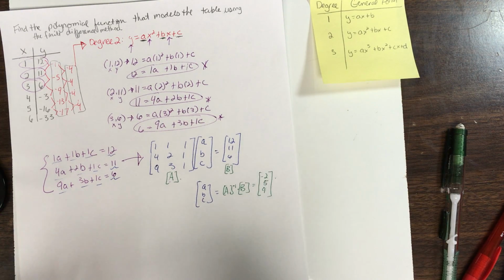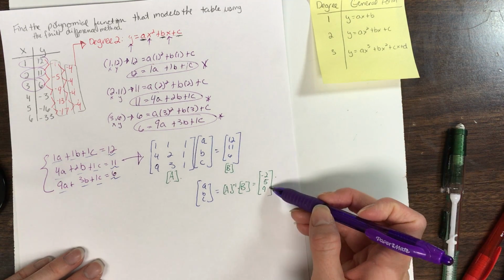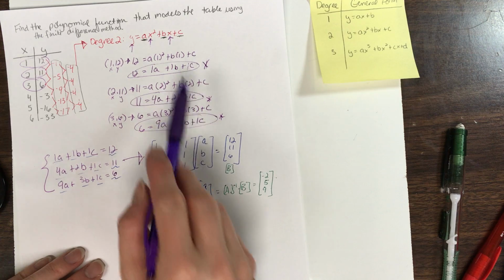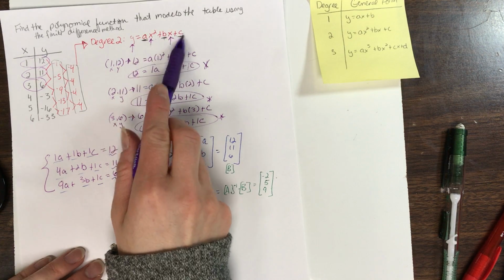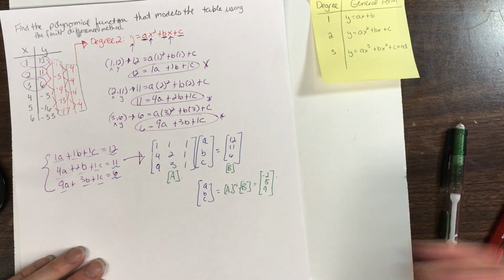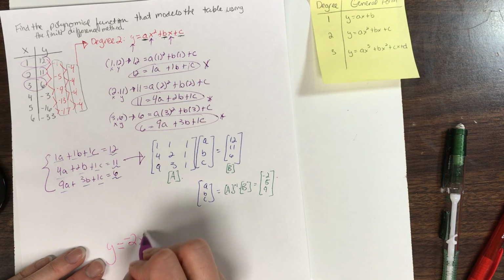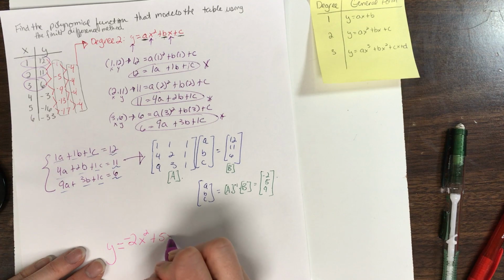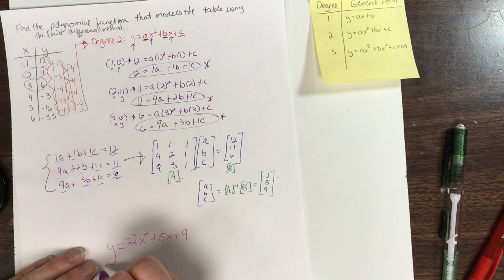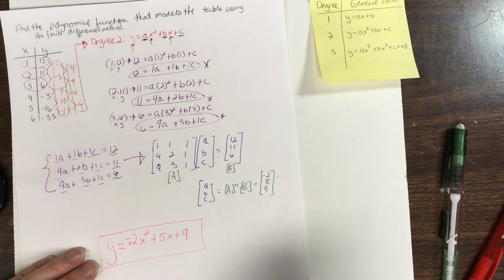This is not my final answer. For my final answer, I go back up here. We now know a, we now know b, we now know c. So our final equation is y equals -2x squared plus 5x plus 9, and we have our final equation.